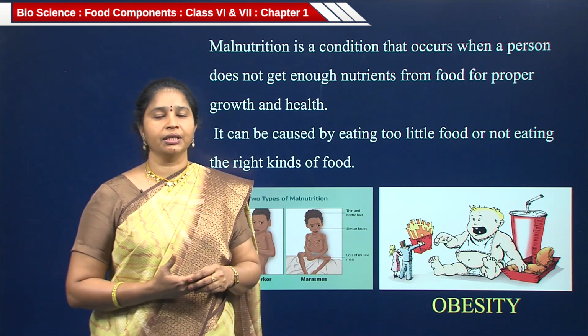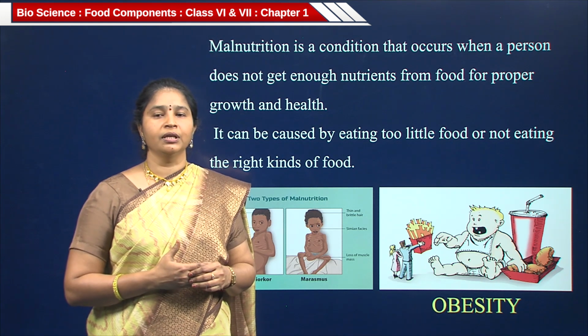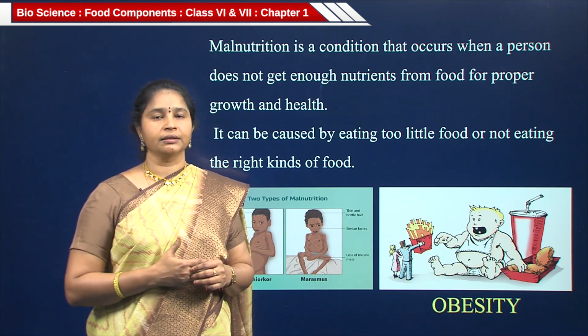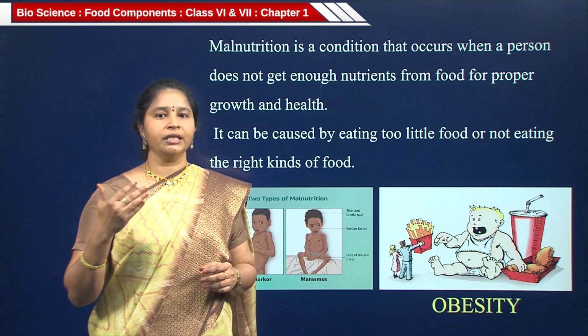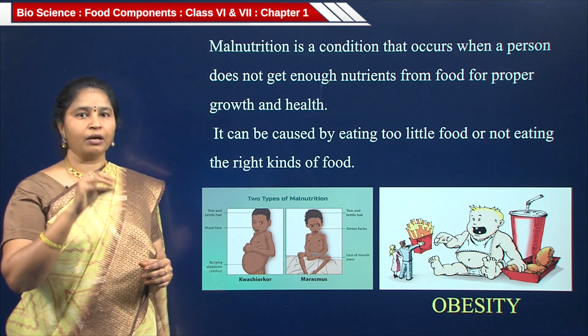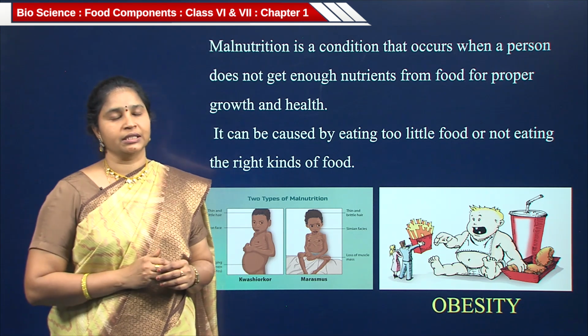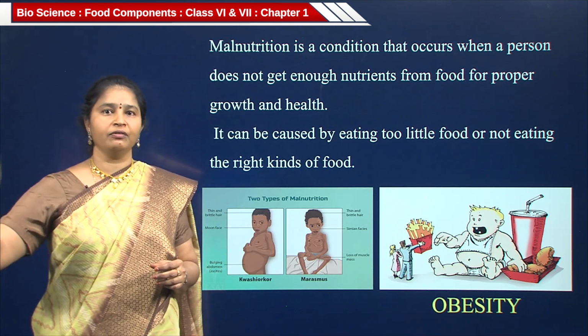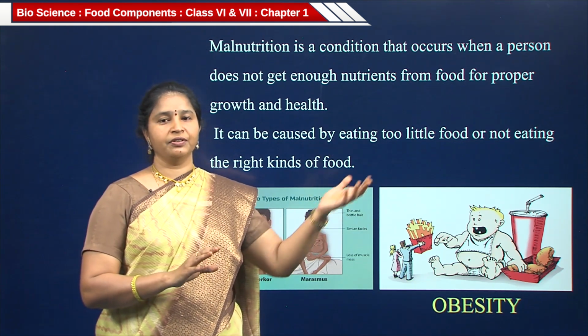Malnutrition is a condition that occurs when a person does not get enough nutrients from food for proper growth and health. So it can be caused by eating too little food or not eating the right kinds of food. Some people only eat carbohydrate food, so they may suffer from protein deficiency diseases. Some people eat only protein food, so they suffer from other nutrition deficiency diseases.